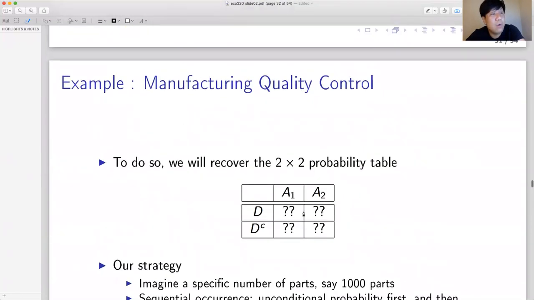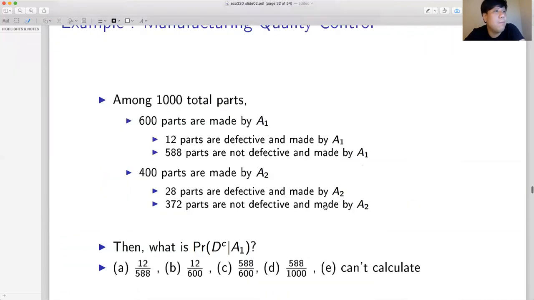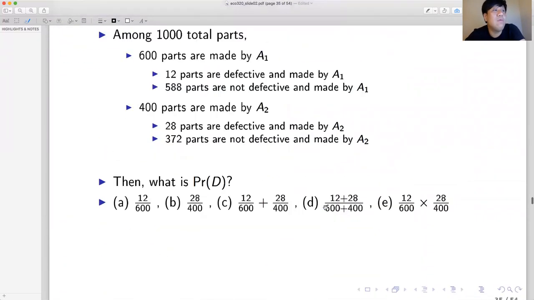For example, this was 1.2 and 2.8. Again, how did we get 2.8? We know the conditional probability of D given A2 is 7%. But that 7% is something here over 40%. So the something equals 7% times 40%, which is 2.8%, because 7% is 0.07 and 40% is 0.4. If you multiply, it's going to be 0.028, which is 2.8%, okay? Now, either way, it would be fine.